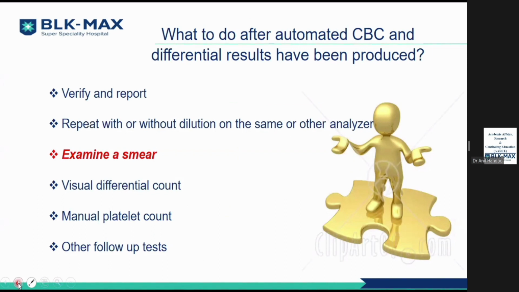So what do you do after an automated complete blood count and a differential count has been produced? Obviously, we all verify the report, and verify it only after the fact that we do not need to dilute the sample first, or repeat it with or without dilution or on some other analyzer. Sometimes you would like to definitely look at a smear and then review the visual differential counts. And many a time you might want to look at the manual platelet counts and maybe even do follow-up tests, just the way my predecessor was talking about doing NS1 antigen in a dengue case.